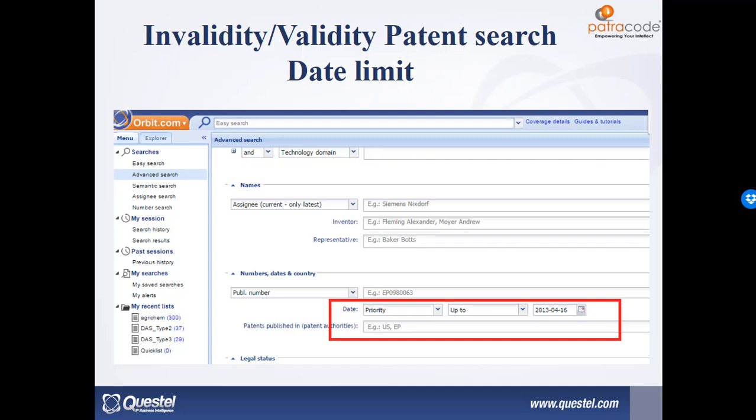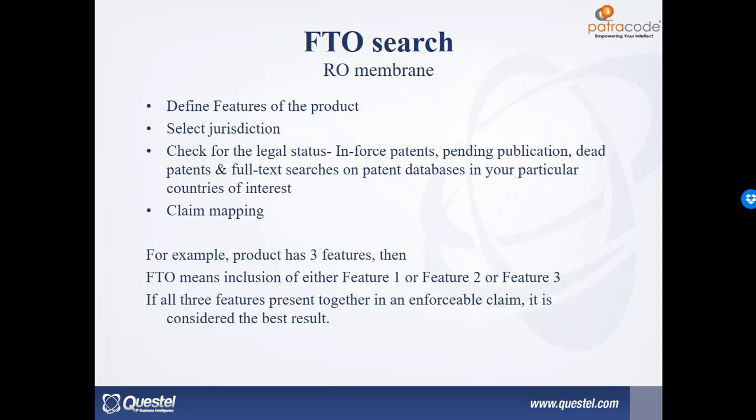So here the difference between the invalidity or validity search and a regular patentability search is just a date restriction. This means in invalidity searches I need to restrict with the date, and in patentability we are not restricting to any date limit. So the approach of the invalidity or validity searches and the patentability searches is completely the same except the date limitation, and thus the scope of the invention is also the same.